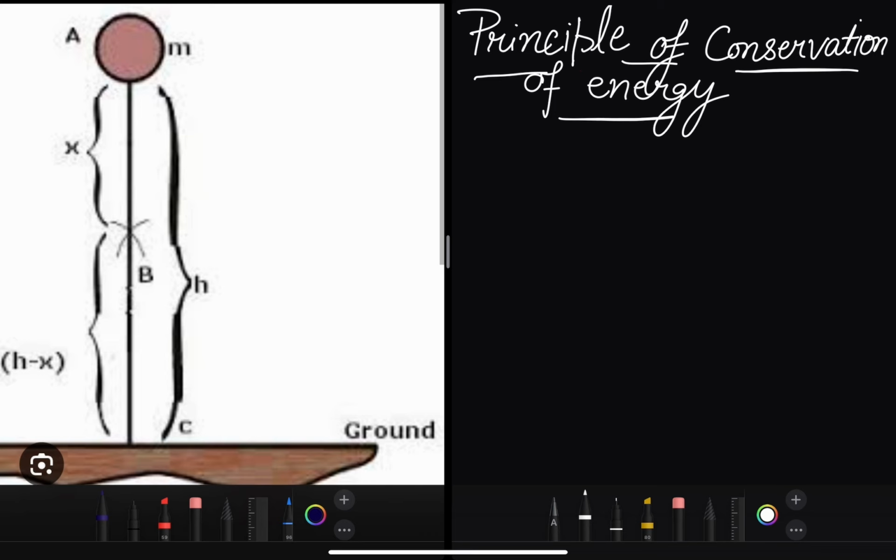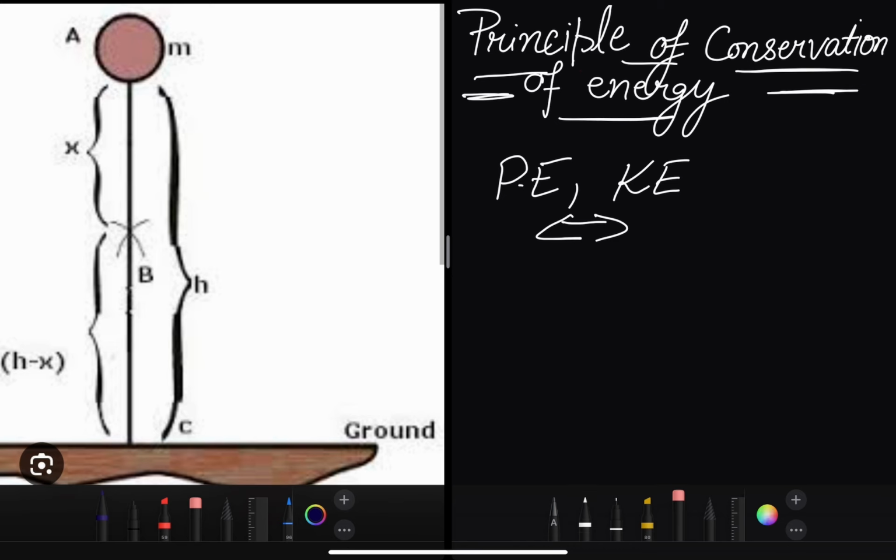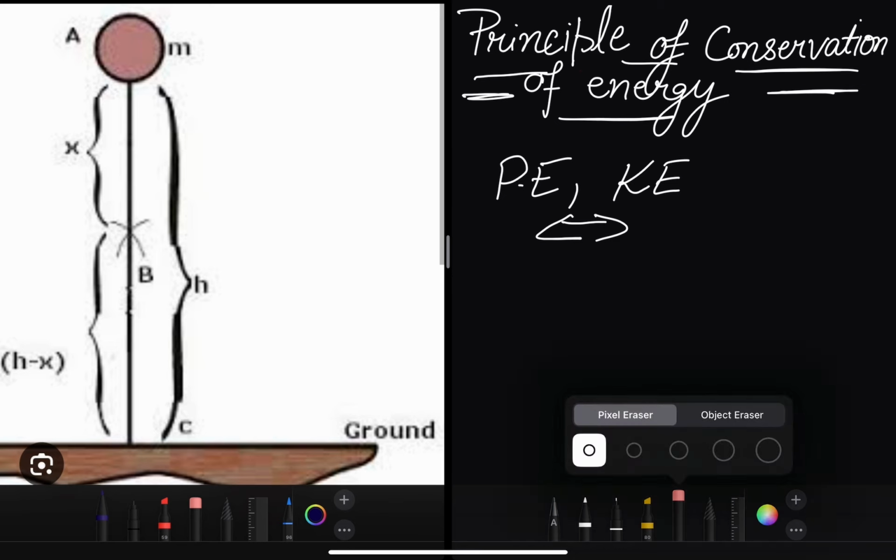In this universe, there are various forms of energy, as we know, potential energy, kinetic energy, and other forms. All these forms can convert from one form to another, but the total sum of these energies will always remain the same, that is, it remains conserved. This is the principle of conservation of energy. So today we will discuss the verification of this principle.